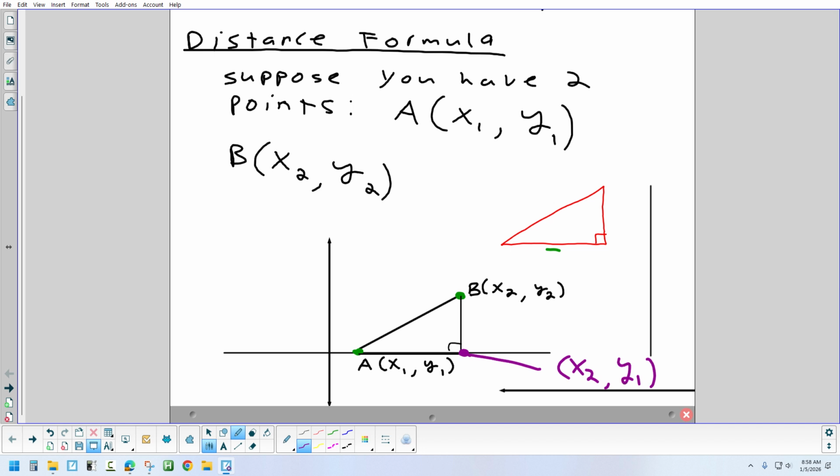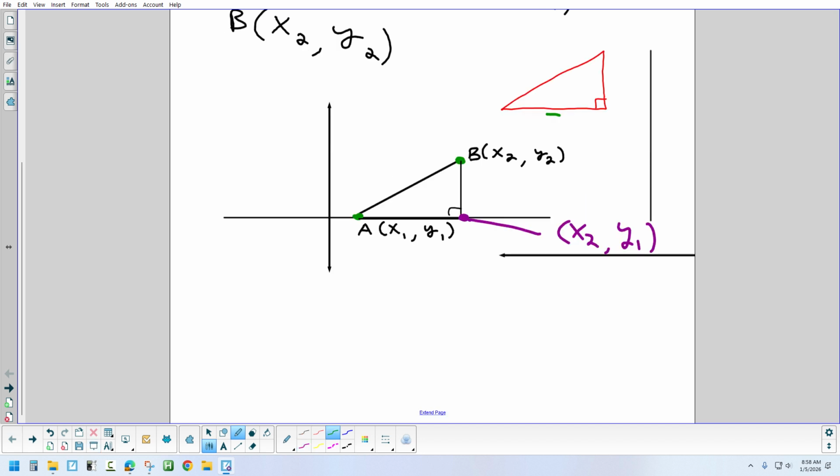Okay. Now that we have that, we can find the length of the bottom side, and we can find the length of, or the height of the triangle. And if we know those two things, we can figure out the distance from A to B. Okay, there's a theorem we can use. If you don't remember it, we'll talk about it in a second. But let's start with how you would get the length of, let's say, this side right here.